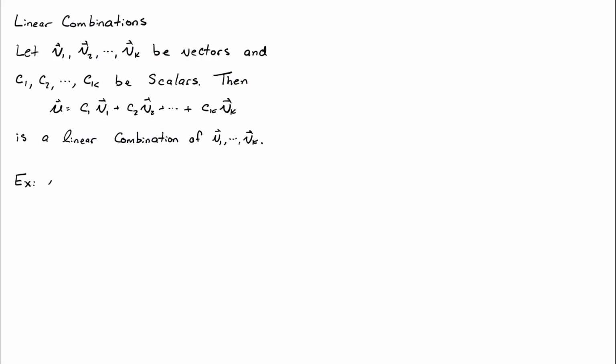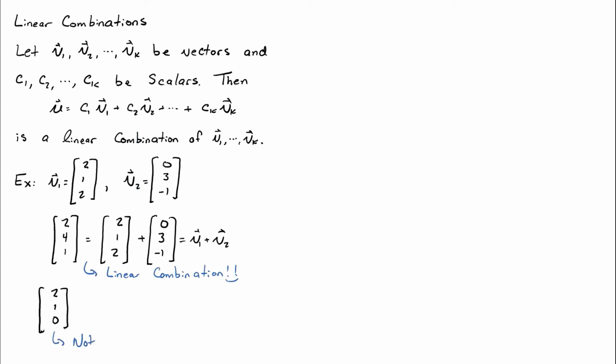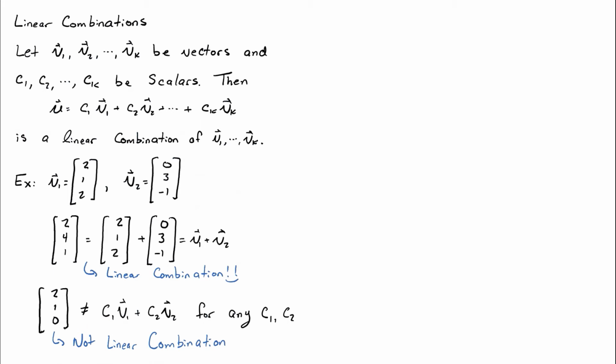For a math example, let v1 be the vector (2, 1, 2), and v2 be the vector (0, 3, -1). Then (2, 4, 1) is a linear combination of v1 and v2. In fact, it's v1 plus v2. However, (2, 1, 0) is not a linear combination. In other words, it cannot be written in the form c1v1 plus c2v2 for any c1 or c2.